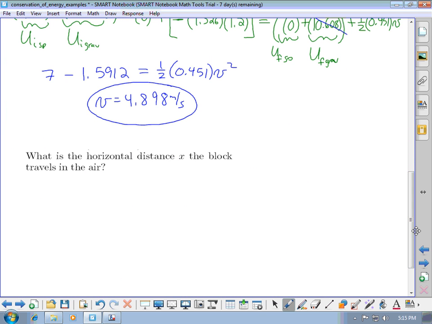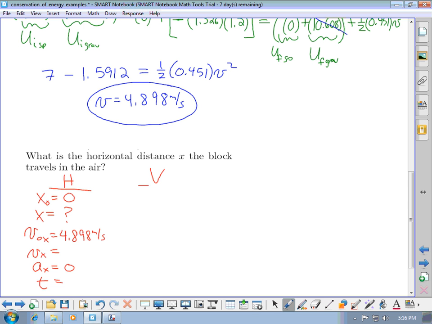What is the horizontal distance, x, that the box travels in the air? To do this, we look at our horizontal motion. The initial horizontal position is 0. The final horizontal position is what we're looking at. The initial horizontal velocity is the 4.898 meters per second that we just found. The horizontal velocity stays constant because there's no horizontal acceleration. And we're going to need to solve for the time.